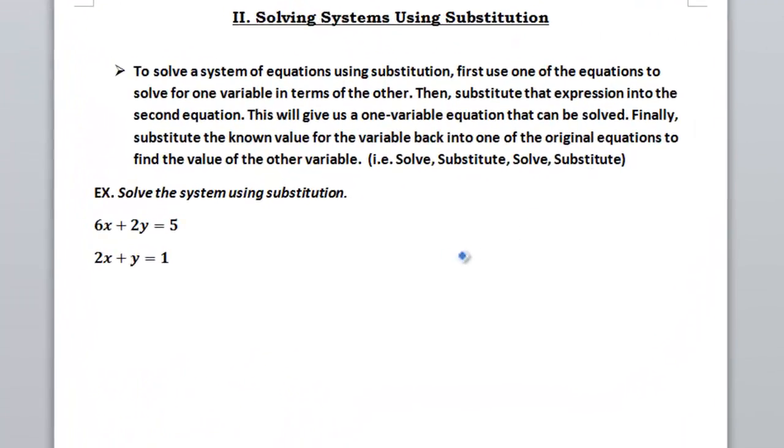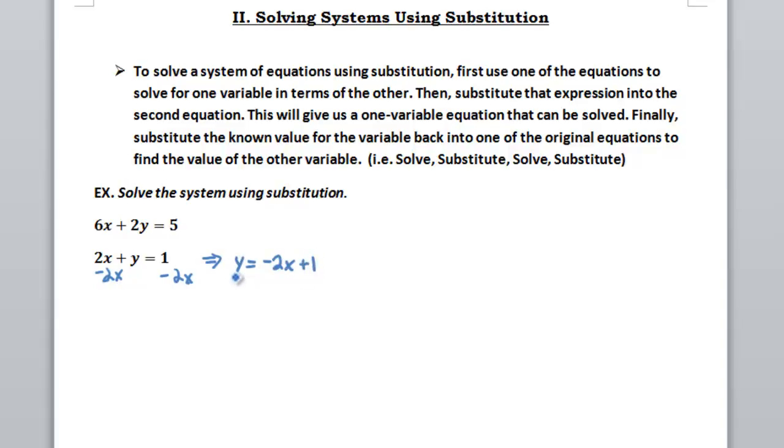Here we go. 6x plus 2y equals 5, and 2x plus y equals 1. In this system, the variable y in the second equation has a coefficient of 1. So it looks like it would be easy to get this y by itself. Let's subtract the 2x from both sides and do that. Now this equation is y is equal to negative 2x plus 1.